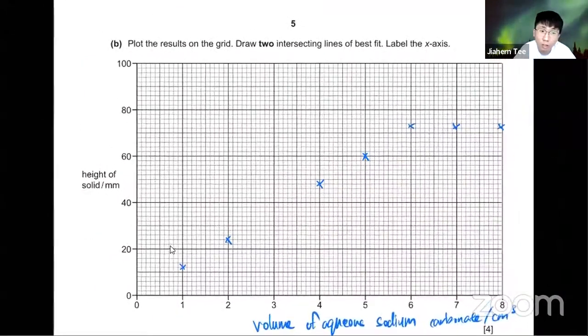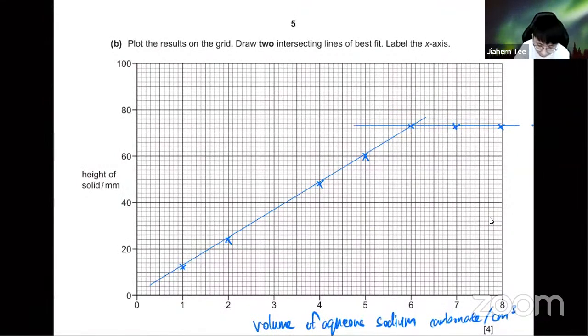Okay, and then they say draw two intersecting lines of best fit. So what is best fit? It means you're going to draw a straight line of best fit, and then another straight line for the last trend, which is the same trend. Then you get an intersecting point. So that's the two straight lines you should draw from here. This is called the two intersecting lines of best fit. It means draw two best fit lines and then intersect them. You see something like this.